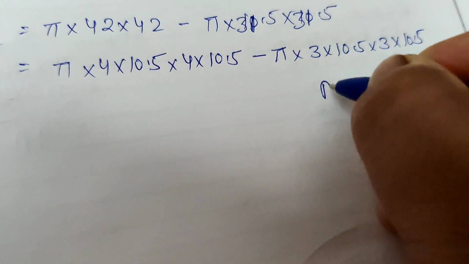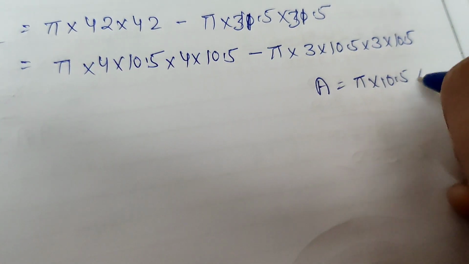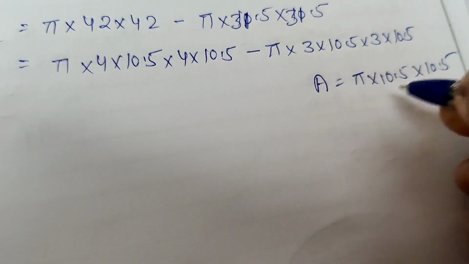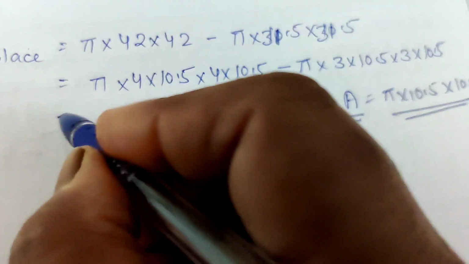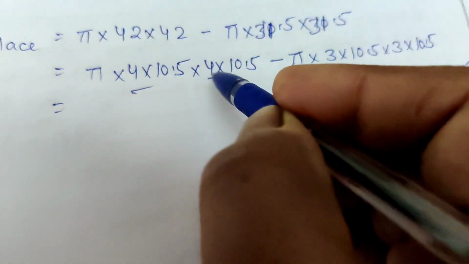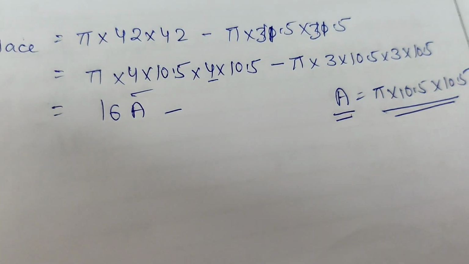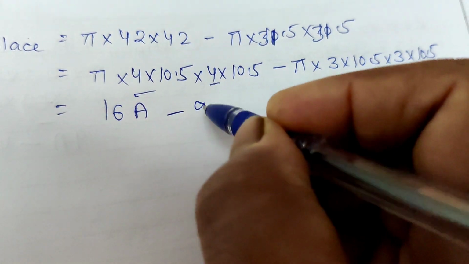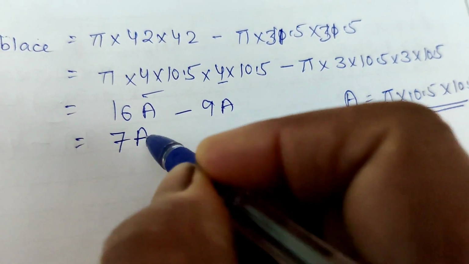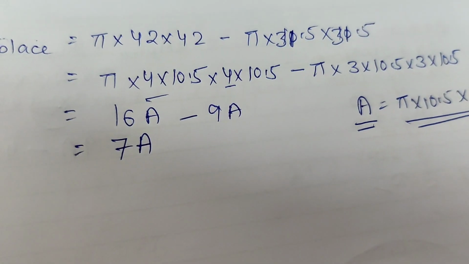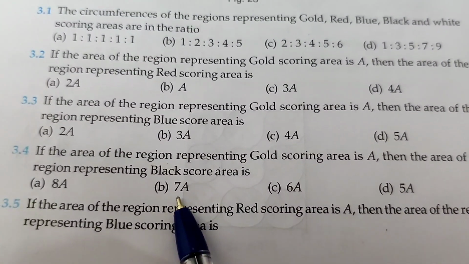We know that A equal to area of gold ring is pi into 10.5 into 10.5. This is the area of gold which we are representing in the form of A. It means this will be equal to 16A minus 9A. That one is 7A. Area of black ring is 7A. This is equal to the 7A.